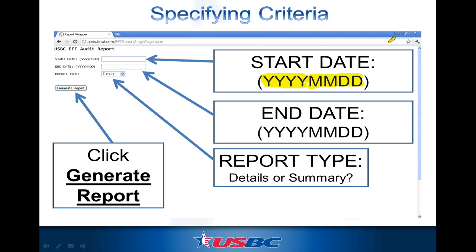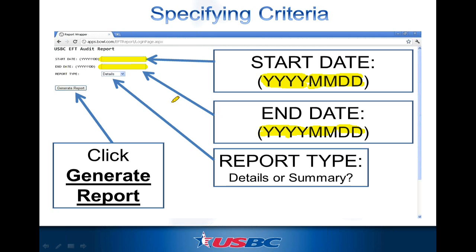In the start date area, you want to enter the date you want to start the report from, the first day. After that, you want to enter the end date. Same thing with the end date: 4-digit year, 2-digit month, 2-digit day. It must be like this, otherwise it will provide an error.